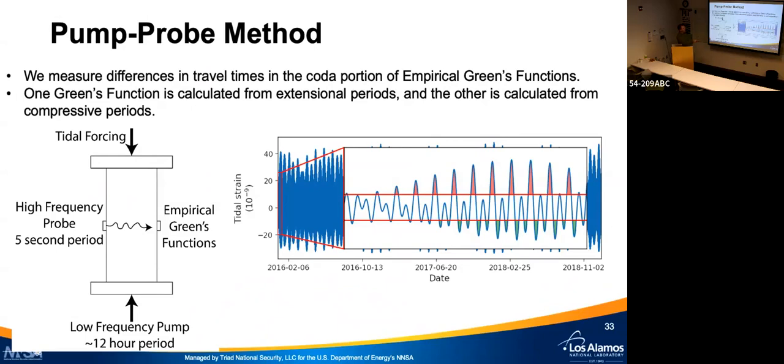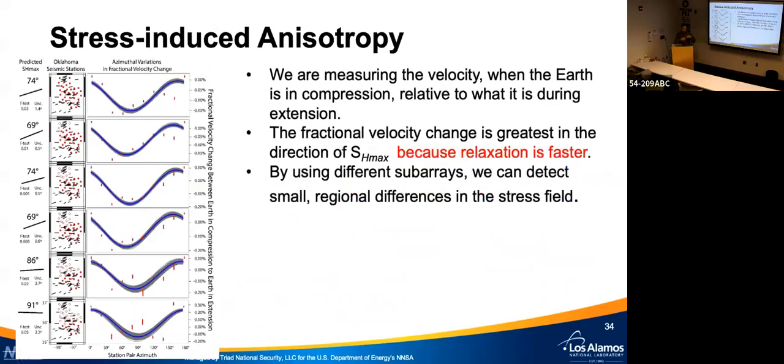Each of these big cycles here is about 14.7 days. That's half of a month, or half of a lunar orbit. And so then what we can do is compare the velocities when the Earth is extended to when the Earth is compressed, and see what the velocities look like. And if we measure that as a function of azimuth, so we can have 2 stations, and we're measuring the travel time between those 2 stations, and we can measure at all different azimuths, then we can measure this stress-induced anisotropy. And I've done this in a couple different places.